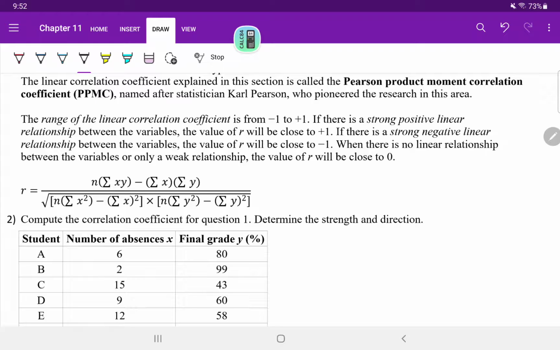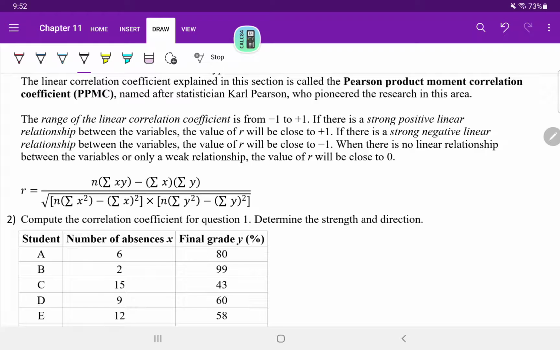And last, but certainly not least, when there is no relationship between the variables or only a weak relationship, whether it's weak positive or weak negative, the value of R will be close to 0. 0 indicating that there is no relationship between the variables.